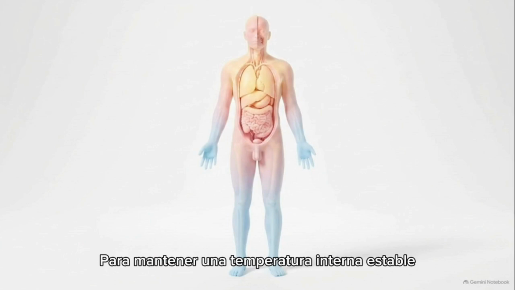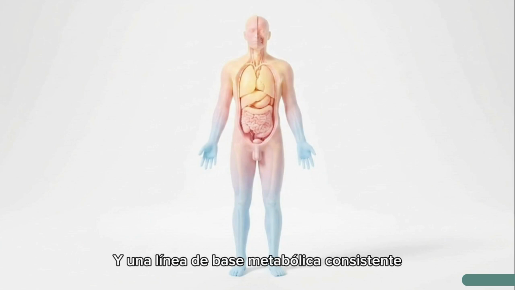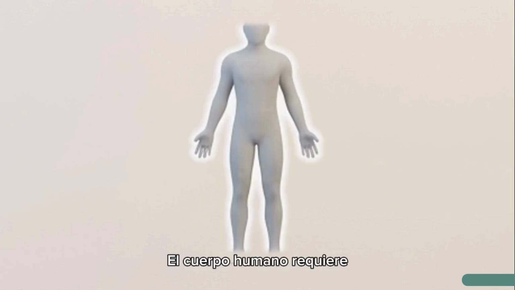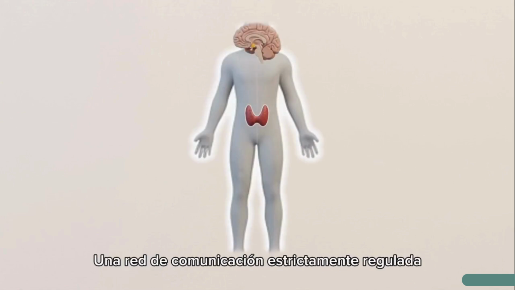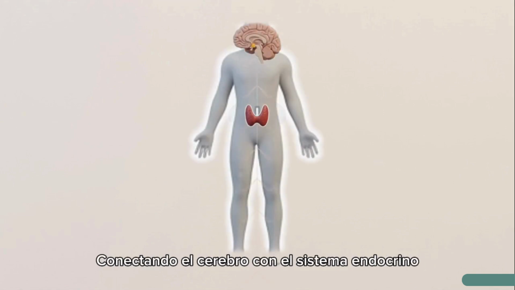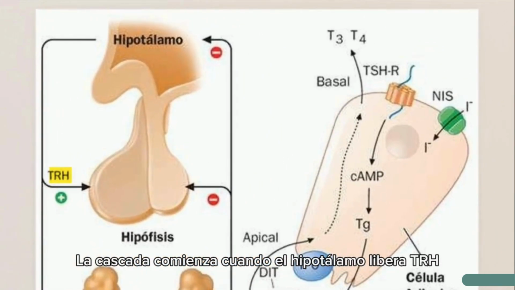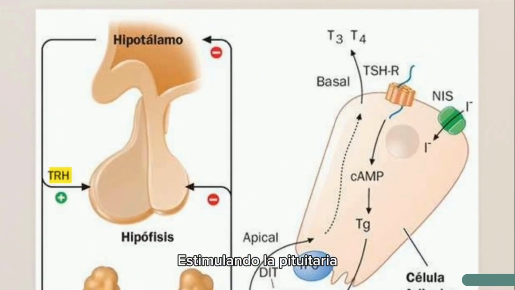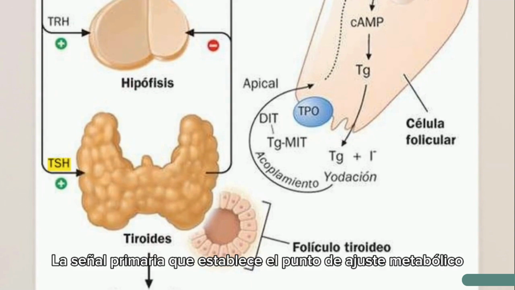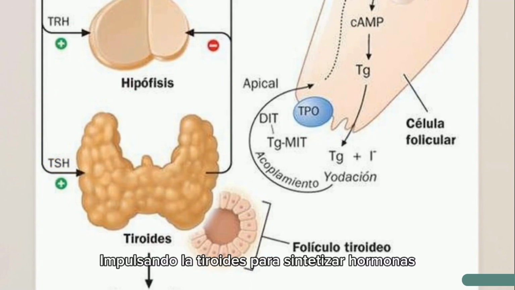To maintain a stable internal temperature and a consistent metabolic baseline, the human body requires a strictly regulated communication network connecting the brain to the endocrine system. This diagram illustrates the macroscopic infrastructure of that network, the hypothalamic, pituitary, thyroid axis. The cascade begins when the hypothalamus releases TRH, stimulating the pituitary. The pituitary responds by secreting TSH, the primary signal establishing the metabolic set point, driving the thyroid to synthesize hormones.